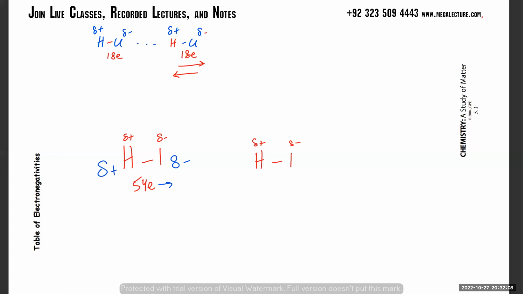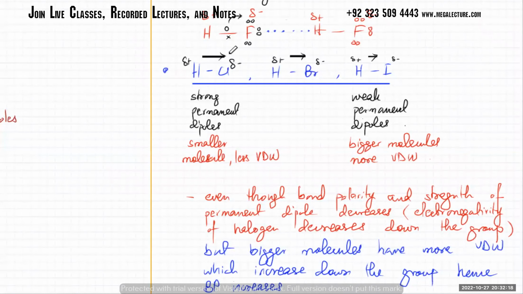So you got these two forces: van der Waals forces and permanent dipoles, right? Now, what's going on over here is that even though HCl has a stronger permanent dipole, it's got very weak van der Waals forces, because it's a very small molecule, so there are very few electrons. And even though HI has a weak permanent dipole, it's got stronger van der Waals forces because it's a bigger molecule. Is that idea clear?